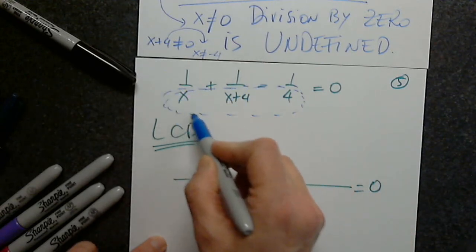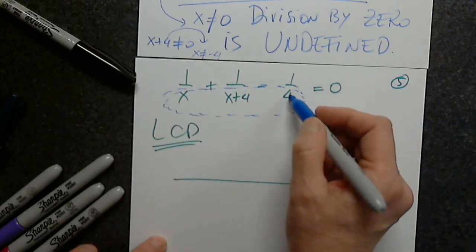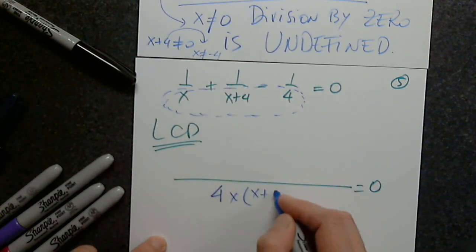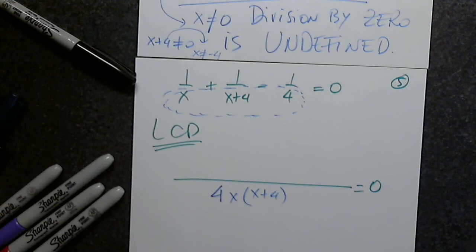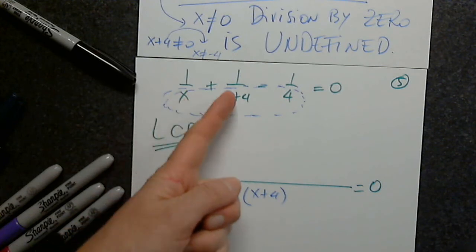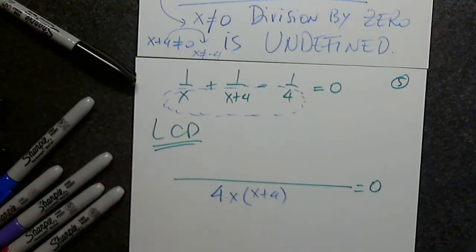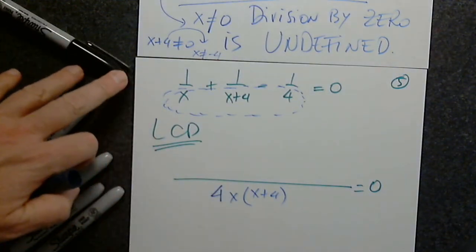3 different factors. 4 is a factor, x is a factor, x plus 4 is a factor. Awesome. This is indeed the least common denominator. All different factors we see. Question for you. Can I write the top as 1 plus 1 minus 1? That would be a terrible mistake. I will never be able to do that. So please follow through with me.